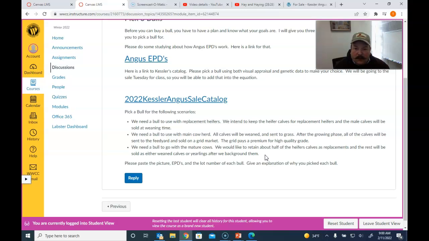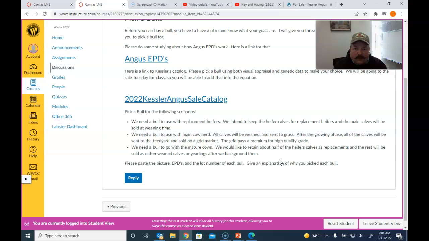We're going to keep a handful of replacement heifers back in our herd. Everything else is going to get sold as weaned calf, or we might go ahead and background those cattle a little bit. So think through those scenarios and decide what sort of genetic influence that bull needs to have to be a good choice for you.